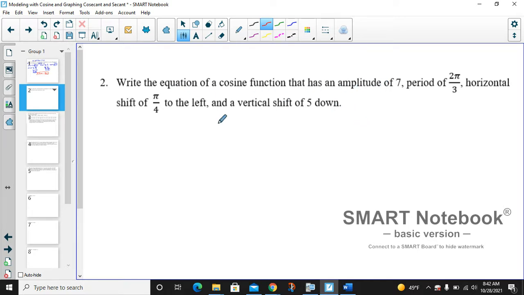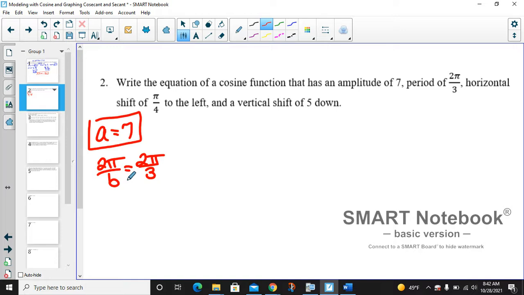All right, so again, we have an amplitude of 7. Of course, that just tells us that our A is equal to 7. We have a period of 2 pi over 3, and we know that our period is equal to 2 pi over B, so that's equal to 2 pi over 3. Of course, this is obvious here that B has to equal 3 since my numerators are the same, but if you don't see that, that's fine. Just go ahead and cross multiply, and you would get 2b pi would equal 6 pi, and then you would divide both sides by 2 pi, and you would end up getting 3 anyway.